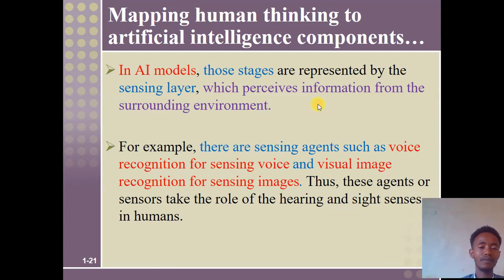For example, these are sensing agents such as voice recognition. And in machine learning, for example, voice recognition for sensing voice, and visual image recognition for sensing images. Thus, these agents or sensors take the role of hearing and sight senses in the human.